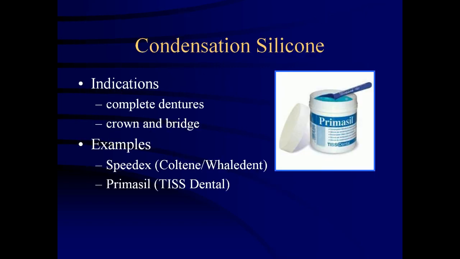Coming on to the condensation silicone. Starting with the indications: it is used in complete dentures, and crown and bridge. Examples of the condensation silicone are Speedex, Coltene, Zhermack, and Primasil by Dental.